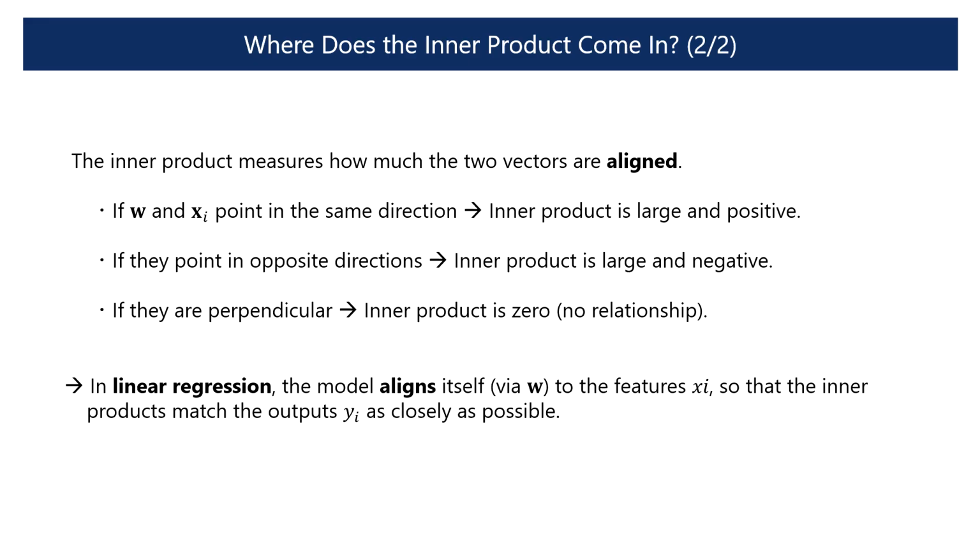The inner product measures how much the two vectors are aligned. If w and xi point in the same direction, the inner product is large and positive. If they point in opposite directions, the inner product is large and negative. If they are perpendicular, the inner product is zero, meaning that the input and output have no relationship. Thus, in linear regression, the model aligns itself to the features xi, so that the inner products match the output yi as closely as possible.